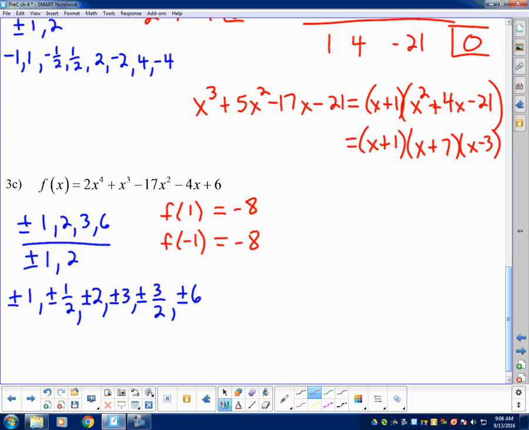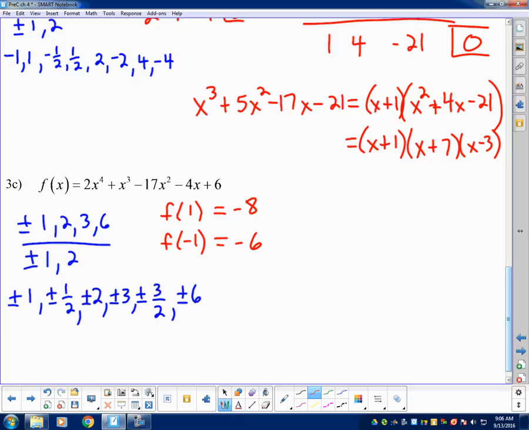Are you sure you got negative 8 for negative 1? So 2 minus 1 is 1. Minus 17 is minus 16. Plus 4 is minus 12. Plus 6, so I get negative 6. Yeah, that's right over here. Okay, go to the next one.